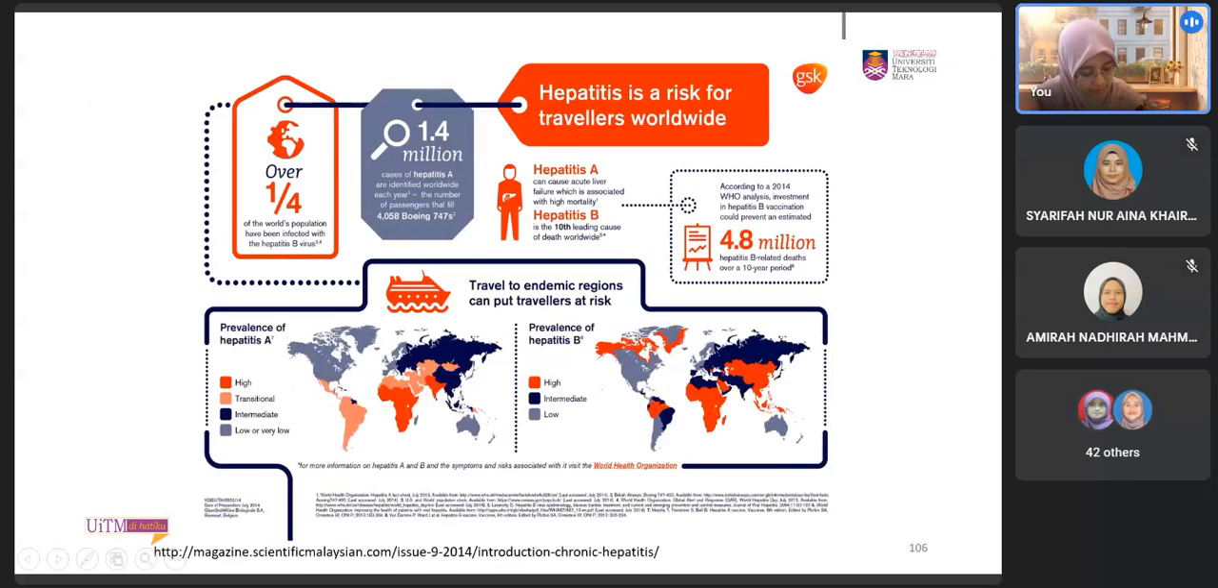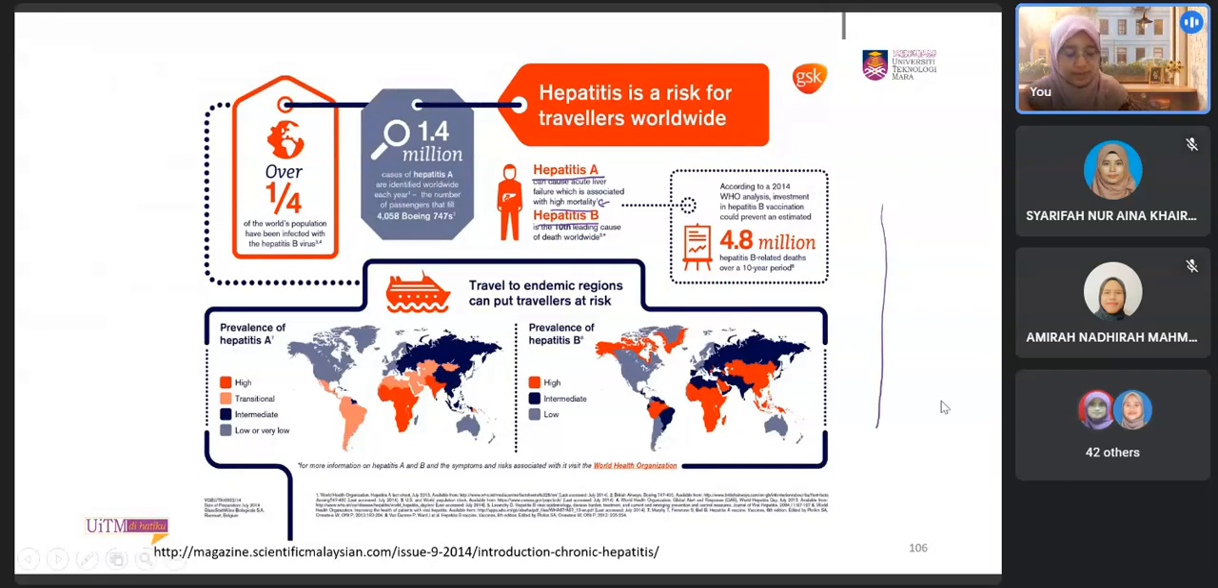So this is the statistic lah. Hepatitis is a risk for travelers worldwide. Okay, so we have here hepatitis A and also hepatitis B. Hepatitis A can cause acute liver failure, which is associated with high mortality. Boleh menyebabkan kematian lah. And then hepatitis B is the leading cause of death. Okay, so these are the statistics you can read. Okay, over 1/4 of the world population have been infected with hepatitis B.